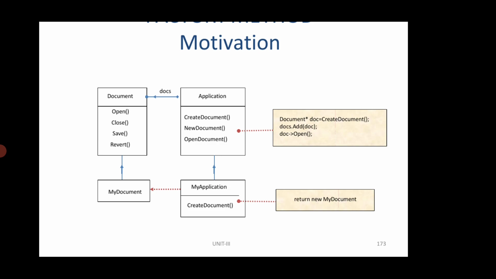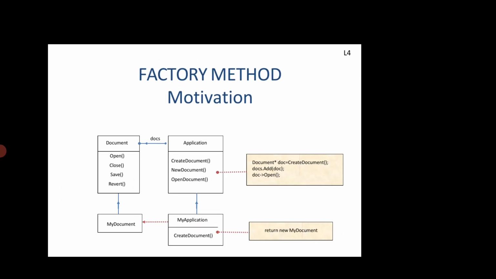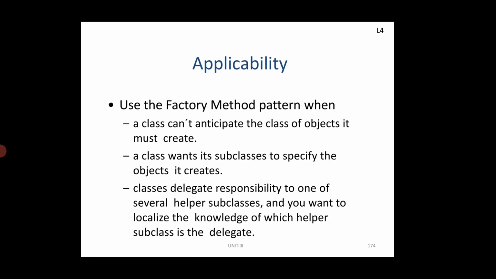Once again I have to repeat the document section, listen carefully. Without knowing the document class, we can call create document a factory method, because it is responsible for manufacturing an object. This is the main motivation of the factory method design pattern. And then we have to study its applicability. What are the main uses of this factory method design pattern?